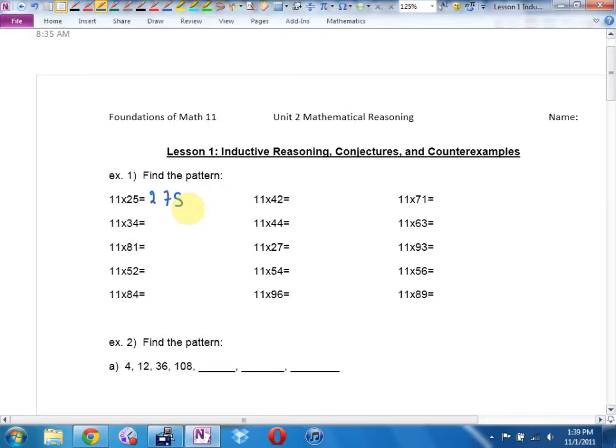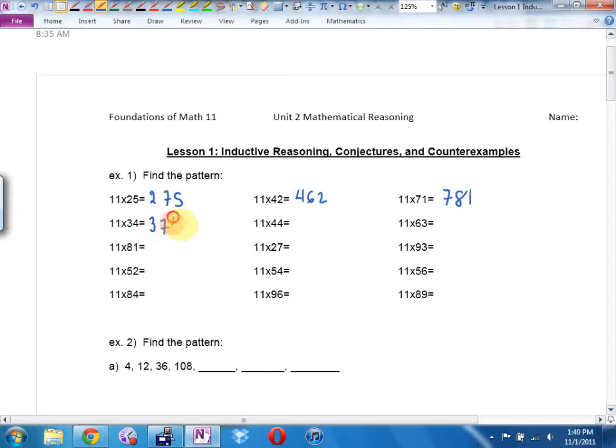What's 11 times 42? I'm going to tell you the answer is 462. Double check me, am I right? And I know that 11 times 71 is 781. Double check me, am I right? Am I multiplying these out this fast in my head? No. 11 times 34 is 374.